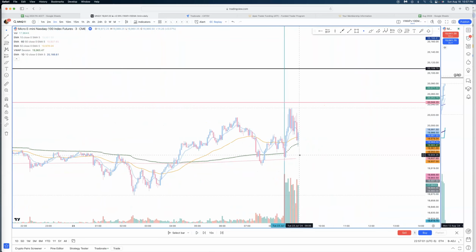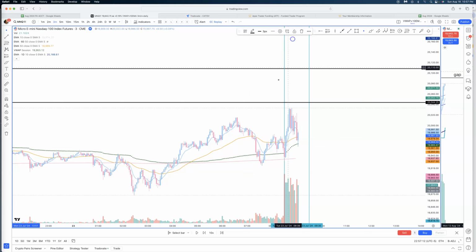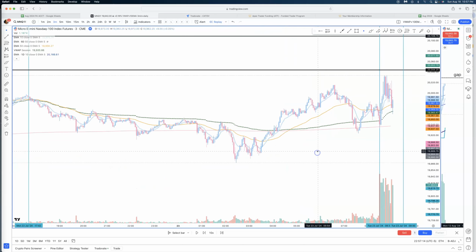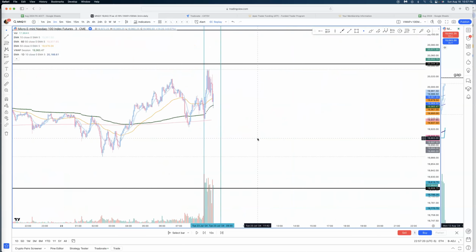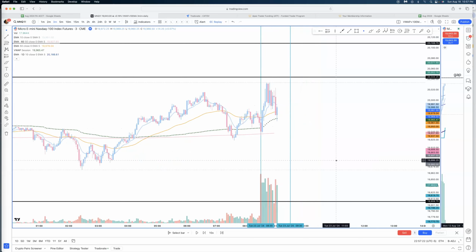Whoops, I went a little too far. That's okay. We'll just play, because sometimes I'm not there all the time to catch the open. And let me just mark the high and the low of the trading session. All right, so what do we have?